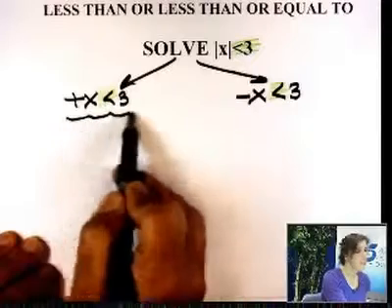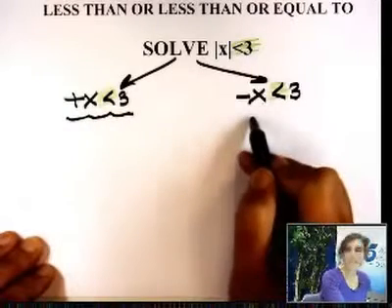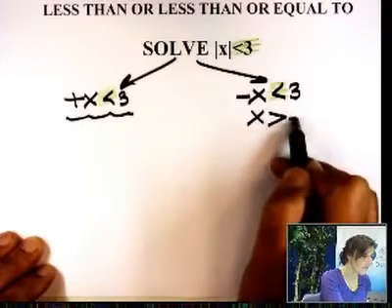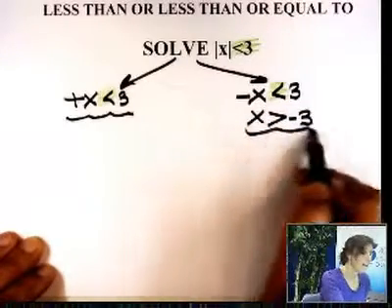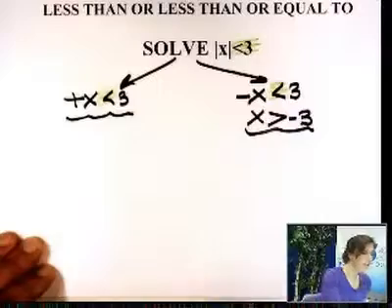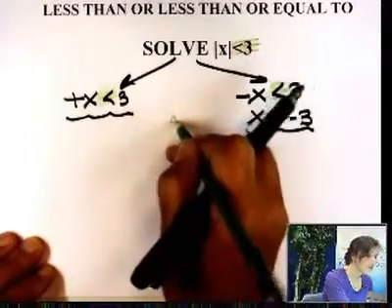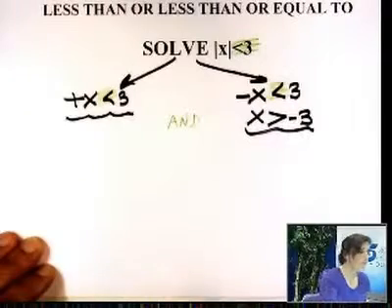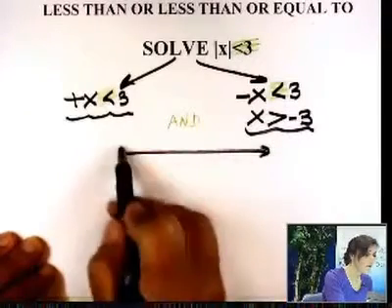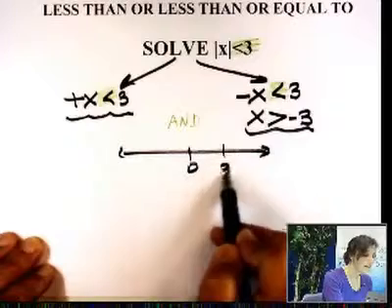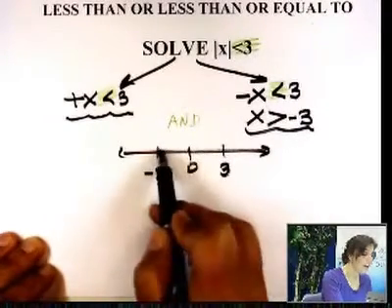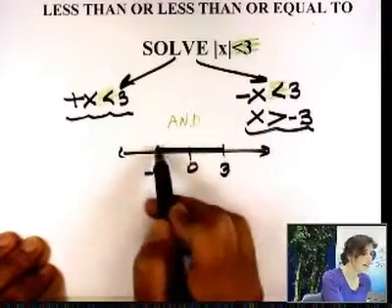X is less than 3. Let's multiply both sides by negative 1. X is greater than negative 3. You put these two together with an and statement. X is less than 3 and x is greater than negative 3. What are you going to end up having? Here's less than 3, greater than negative 3. I am between here and here.